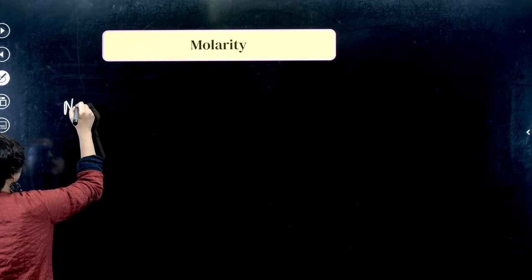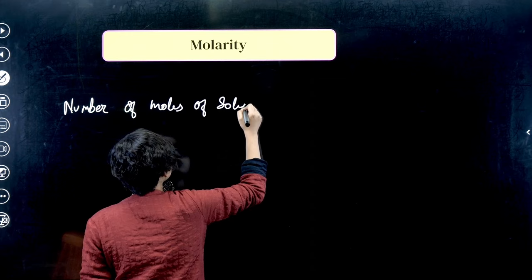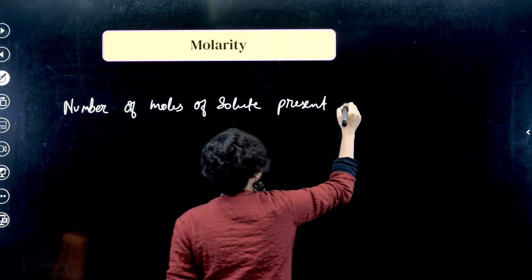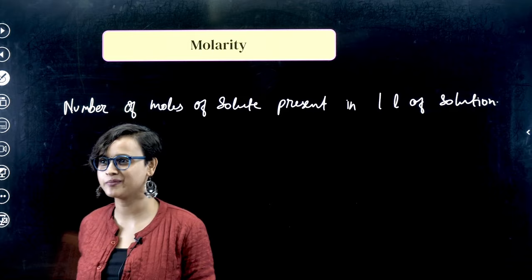Number of moles of solute present in 1 liter of solution. See here, volume has come. That means this is also temperature dependent, isn't it? Yes, so how do we write it?